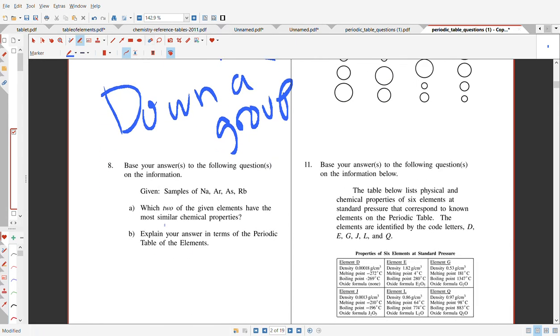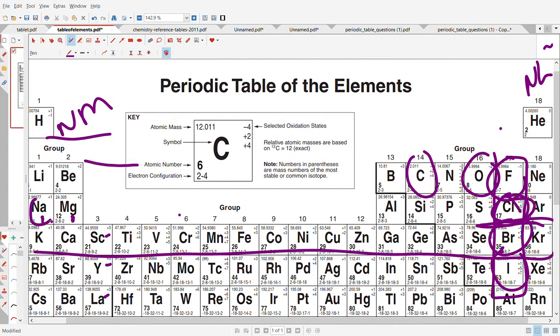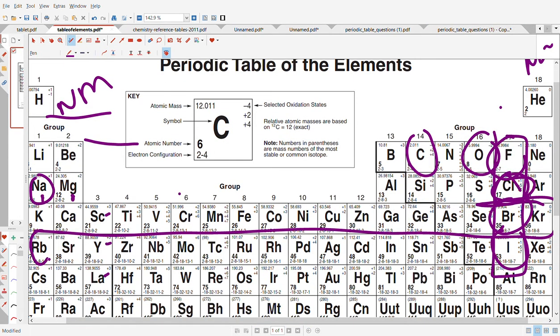Which two have the most similar chemical properties? Well, you want the same valence electrons, which means same column. This is definitely going to be on the test. So I'm going to show you that Na and Rb are in the same group, here's Na, and Rb is right here. Same group, have similar chemical properties.